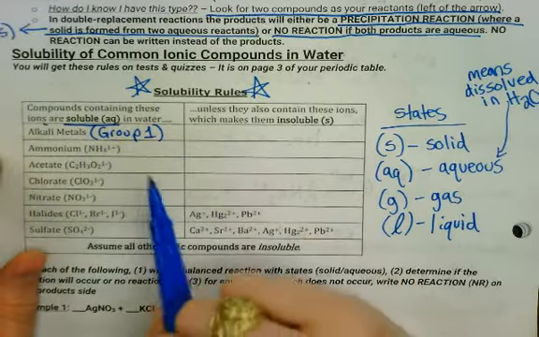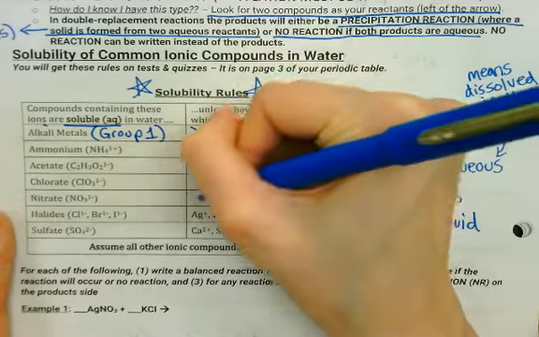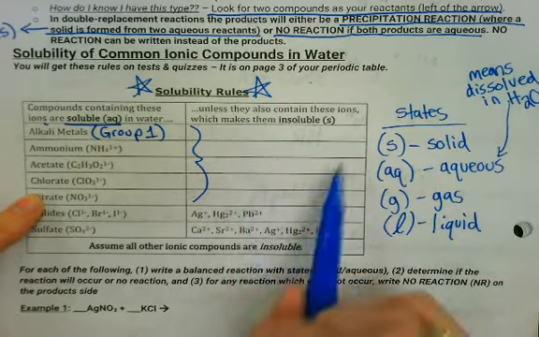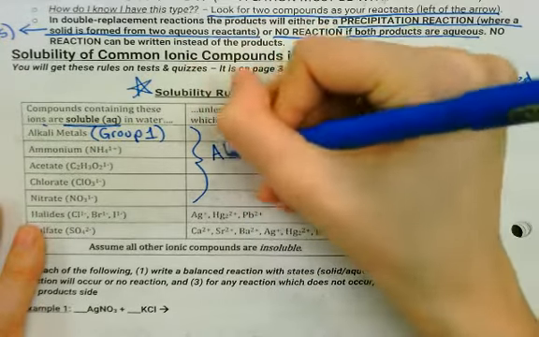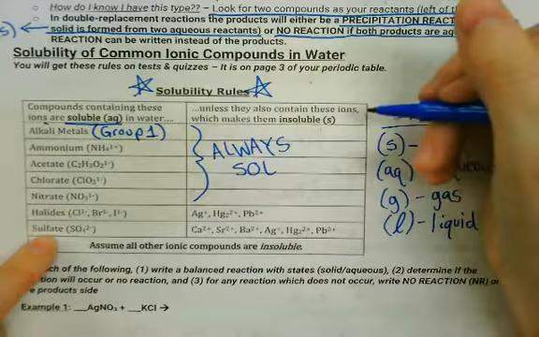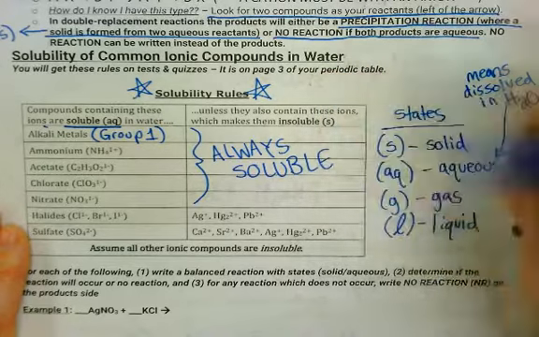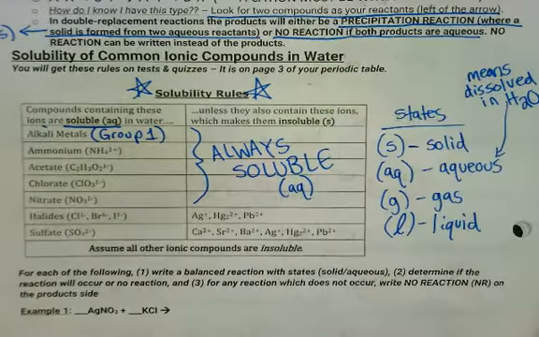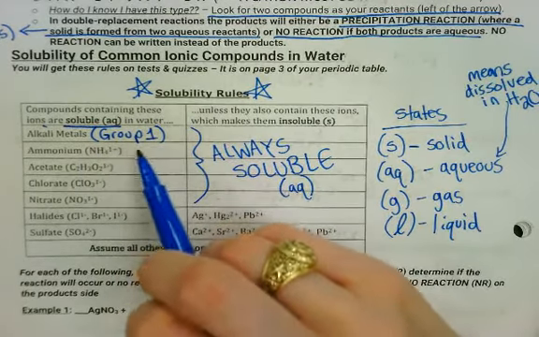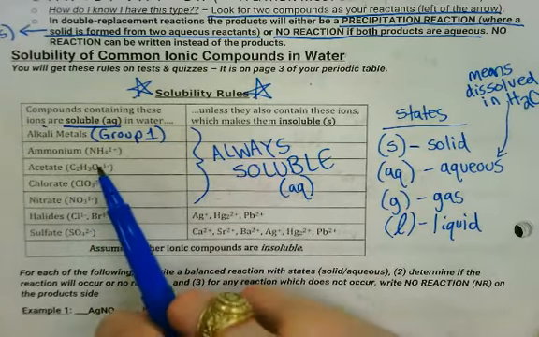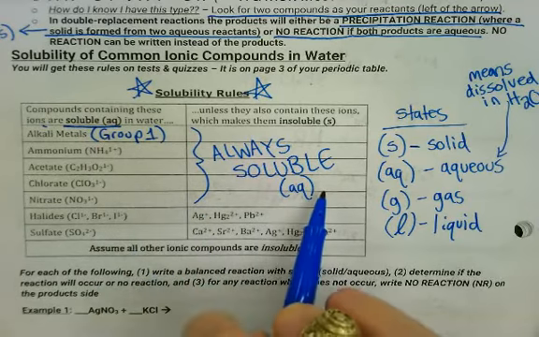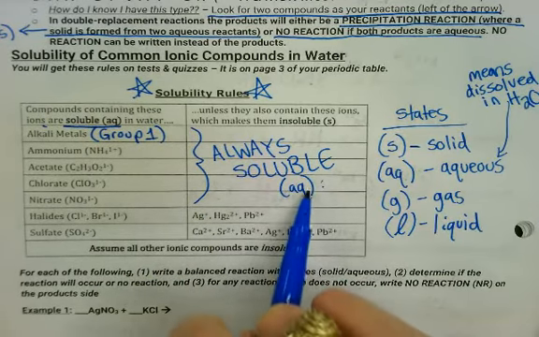So, all of these ions right here have no exceptions listed over here. If they are partnered with another element in a compound, as long as you see that ion, that compound will be soluble in water. So if you see the alkali metals like sodium or lithium, you see ammonium, acetate, chlorate, nitrate, anytime you see these in a compound, we are going to predict it to be soluble in water.